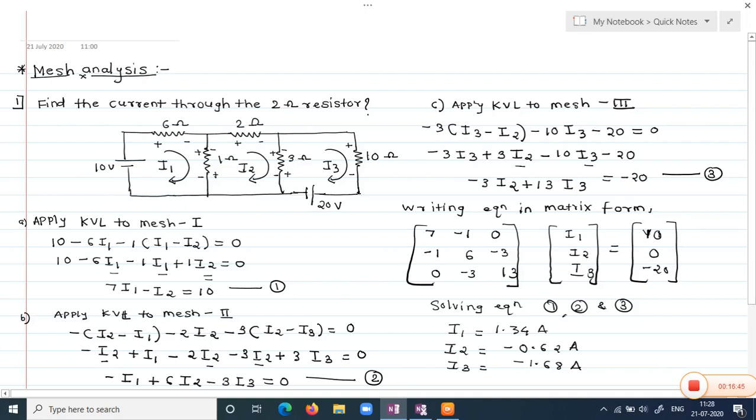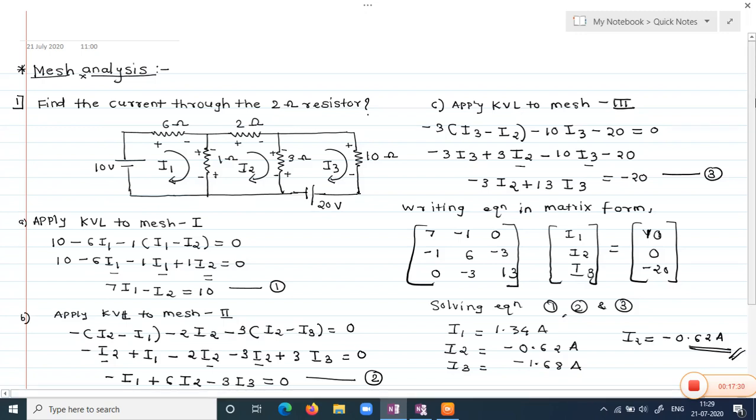Here in mesh 2 you have observed the current flowing through the second mesh is I2. The 2 ohm resistor is present, means the current flowing through a 2 ohm resistor is nothing but I2. So the current flowing through a 2 ohm resistor is minus 0.62 ampere. This way you have to find out the current flowing through a 2 ohm resistor by using mesh analysis.